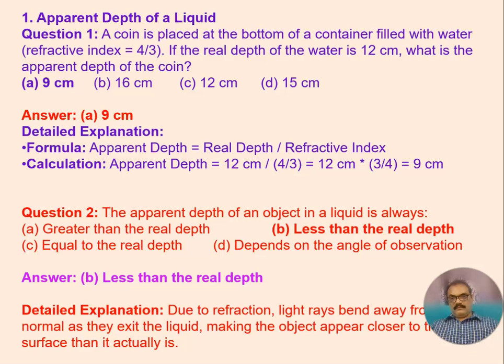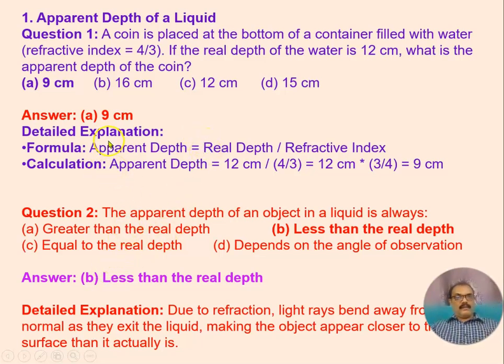1. Apparent depth of a liquid. Question 1. A coin is placed at the bottom of a container filled with water. Refractive index equals 4/3. If the real depth of the water is 12 centimeters, what is the apparent depth of the coin? A. 9 centimeters. B. 16 centimeters. C. 12 centimeters. D. 15 centimeters.